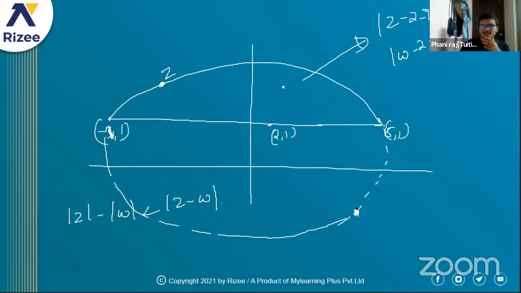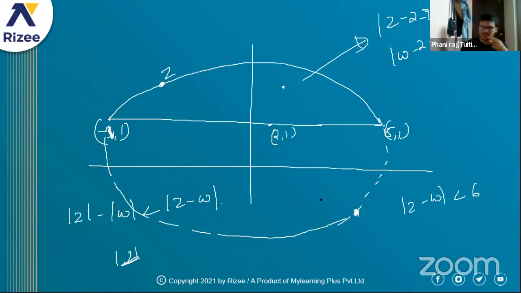So the worst case is the distance is maximized when they are diametrically opposite. That means the distance between them is 2 times the radius. So mod z minus omega is less than or equal to 6. It cannot go beyond that. The largest distance between 2 points lying in a circle is when they are diametrically opposite.